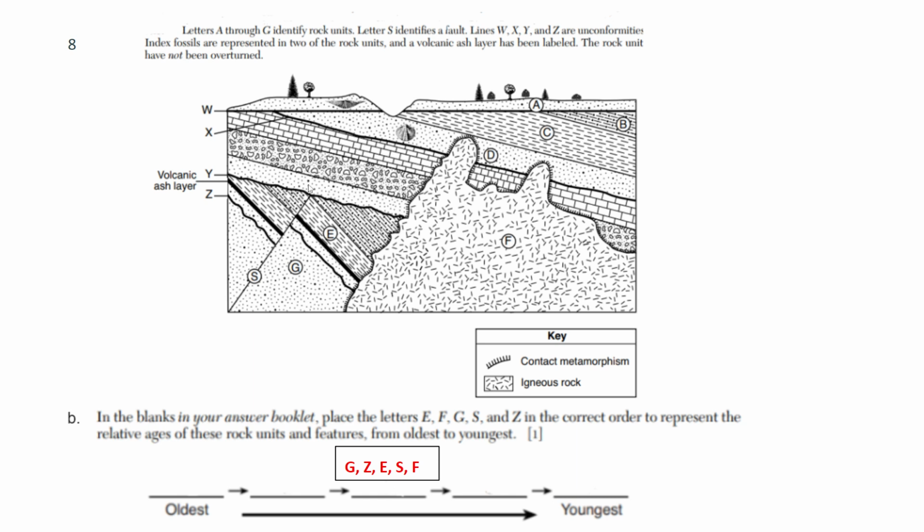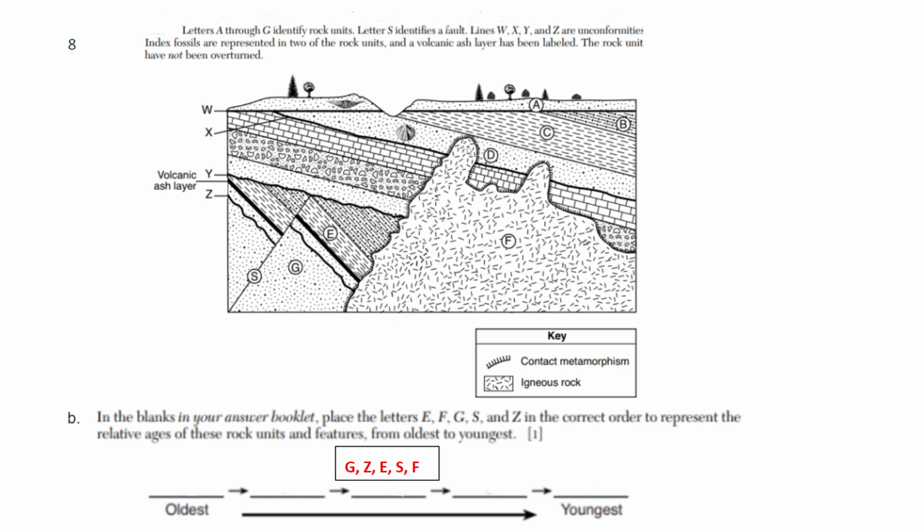So, first I sequence everything in my head, the whole diagram, and then I look for the specific letters or words they're asking for, and sequence those. It looks like G got deposited first, and then Z is an unconformity, and then a volcanic ash layer got deposited, and then E got deposited, this layer got deposited, and then Y is an unconformity, and then this layer got deposited, and then this one, and this one, and this one. After that, it looks like F is an intrusion that cut through all of those layers.